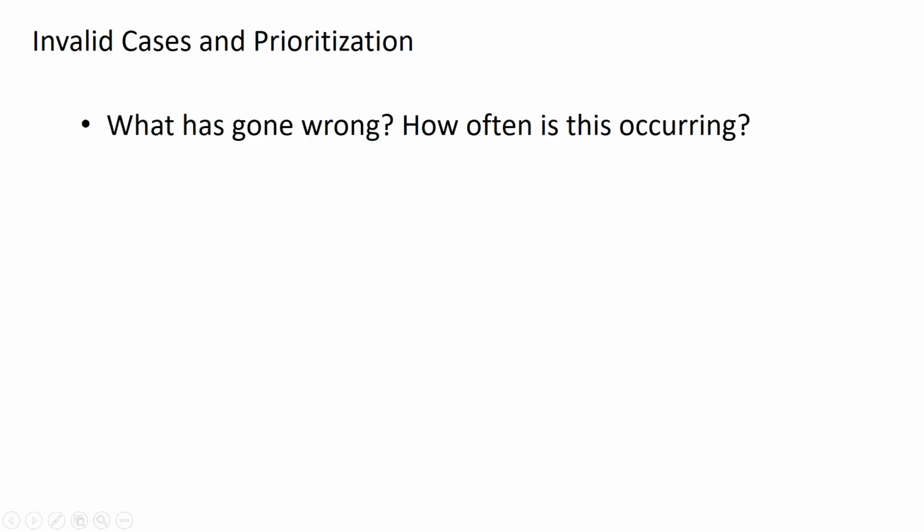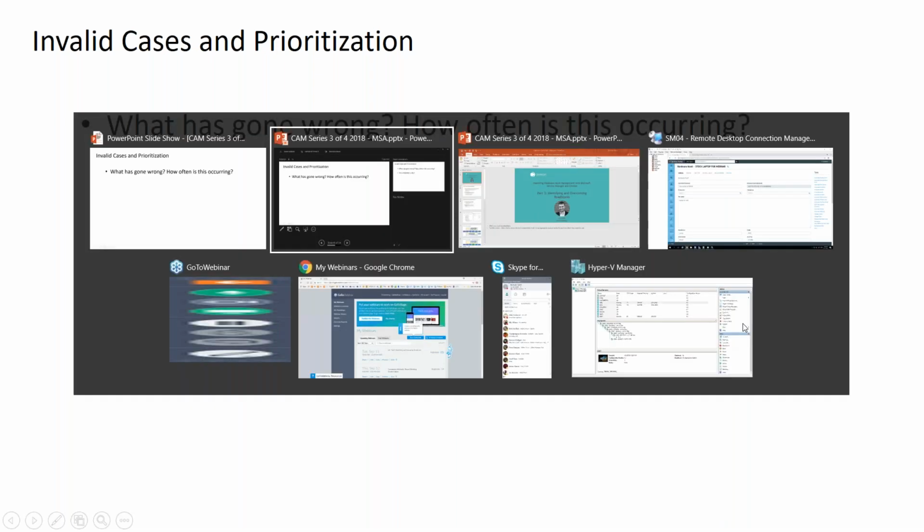So first off, how often is it happening? So what has gone wrong? How often is this occurring? And so in this case, the location is missing, and how often, we don't know. We've come across a couple odds and ends. So let's first hop over to a demo and figure out how we might be able to determine that.